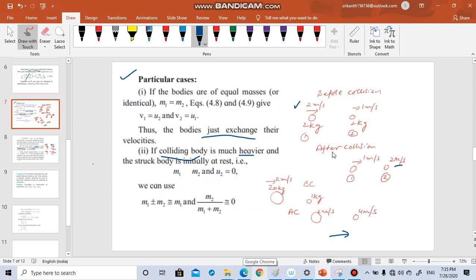Here you see, there was this case: a big body coming and hitting the small body. m1 is the big body. What happened? m1 is going in the same direction, but m2 goes with double the speed. That can be explained using this expression.